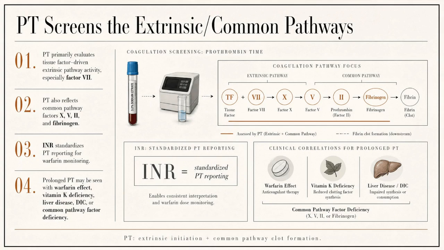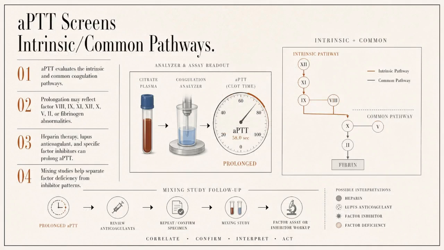But remember, PT doesn't measure the entire hemostatic system, and a prolonged PT doesn't always predict bleeding severity. For you, think of PT as a window into the tissue factor-driven clotting and the final common pathway of fibrin formation. Next, we'll discuss the APTT, which looks at a different part of the coagulation system. Building on our discussion of the PT, the activated partial thromboplastin time, or APTT, is another clot-based screening test.